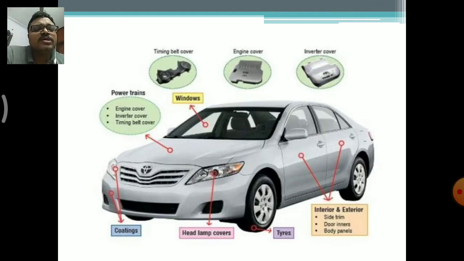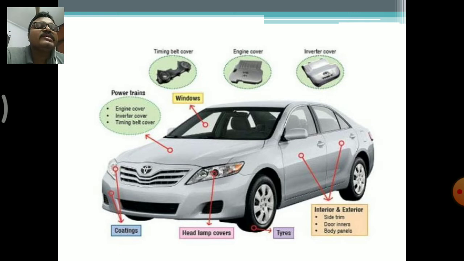Next one is the automobile industry or automotive industry. These FGMs are used for minimal parts. First they are used for coatings of the shield, that is the headlamp covers or any other coatings. Next, they are also used for tire production.